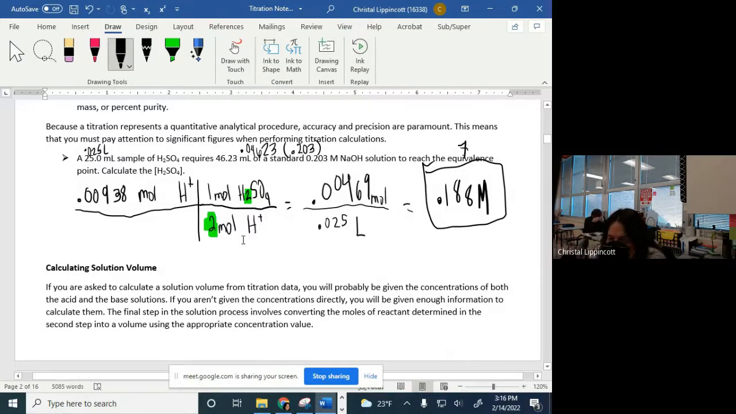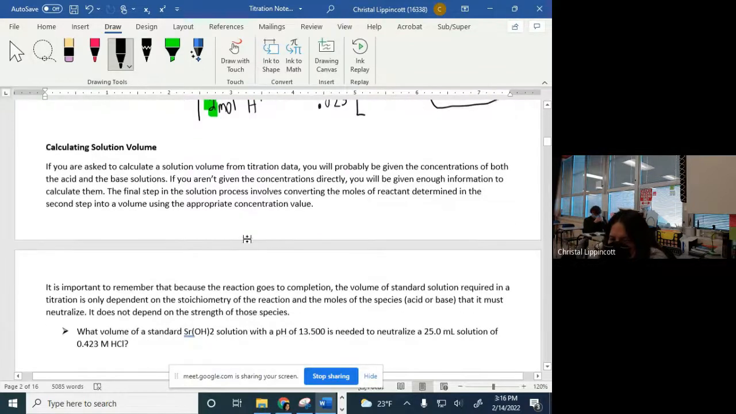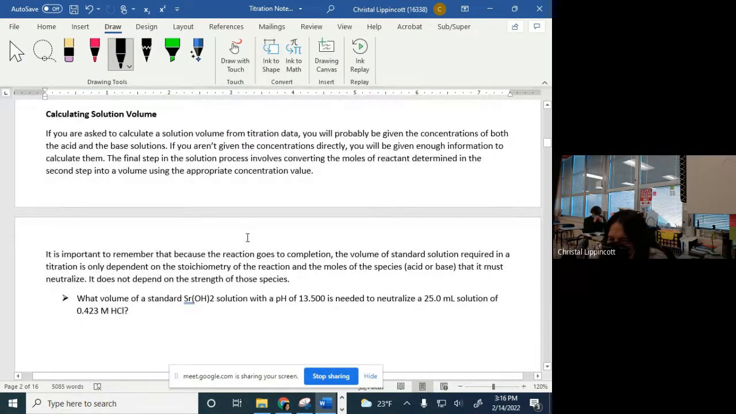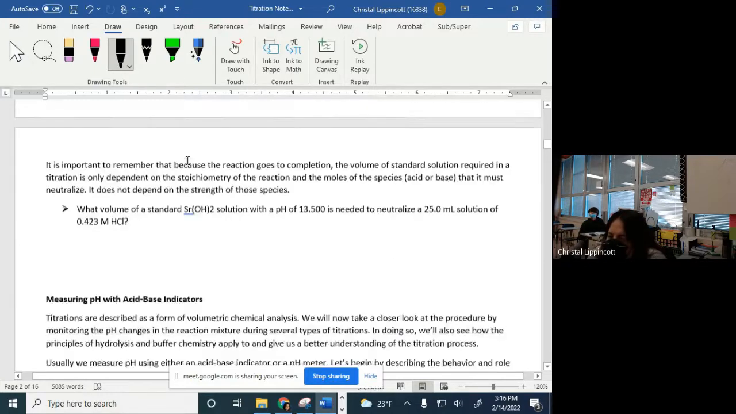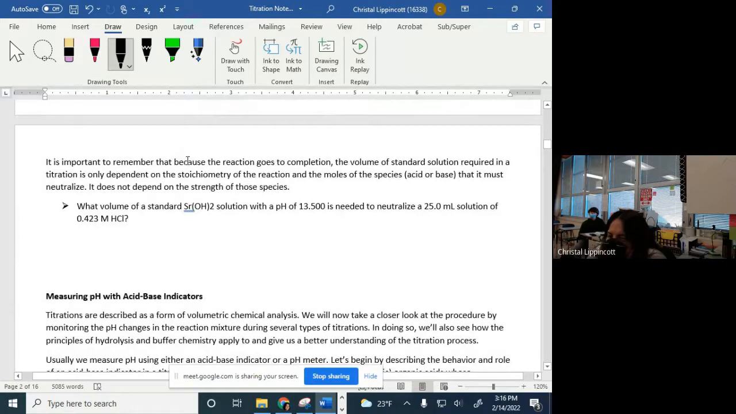Really cute. So, calculating solution volume. This is where I flubbed up in your hour, Ellie. That's all right. Then I recovered during lunch, but it took me a few minutes. If you're asked to calculate a solution volume from titration data, you're probably given the concentrations of both the acid and base. If you aren't given the concentrations, a lot of times you can figure it out by using stoichiometry or by using the pH.